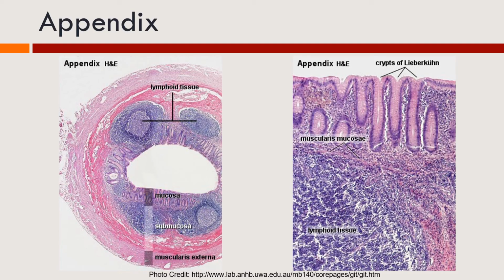Finally, there's the appendix, which is a collection of lymphoid tissue. Again, here's a lymphoid nodule, here's a lymphoid nodule. This one has a germinal center. And it is also a reserve area, we believe, for intestinal bacteria.